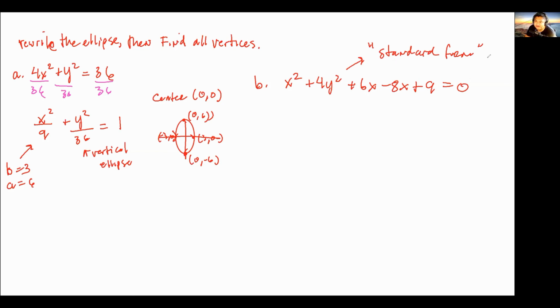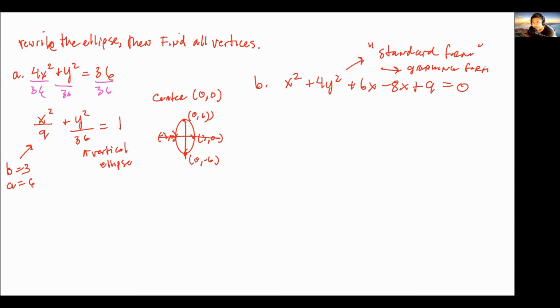This is standard form, and we want to rewrite it into graphing form. All we know is that this could be a circle. But what's to stop it from being an ellipse? It could be an ellipse. If it is a circle, it's definitely an ellipse.